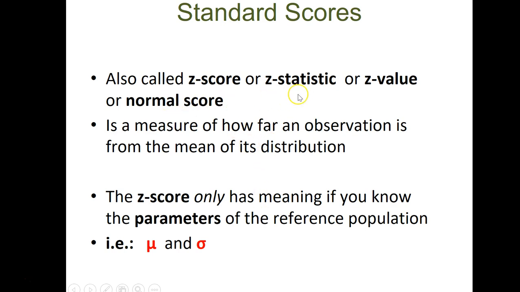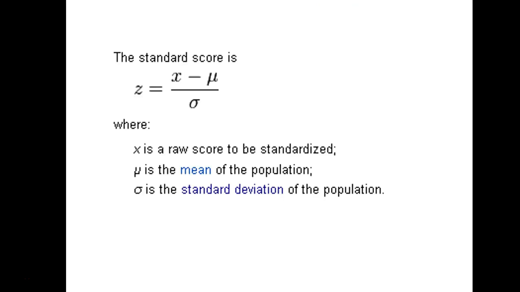Standard scores, Z statistics, Z values, or the normal score all mean the same thing. It's a measurement of how far a particular thing in your sample is from the mean. So how far is your midterm mark from the mean midterm mark? We need to know the parameters of the population, the mean and the standard deviation, for a Z score to have meaning. And this is the formula for a Z score: it's your score minus the mean of the distribution, divided by the standard deviation of that distribution.